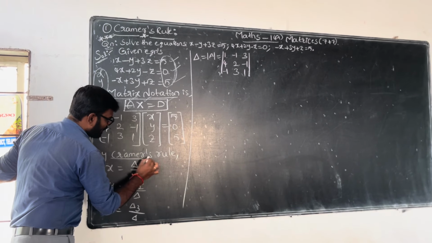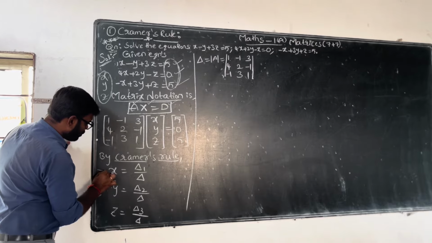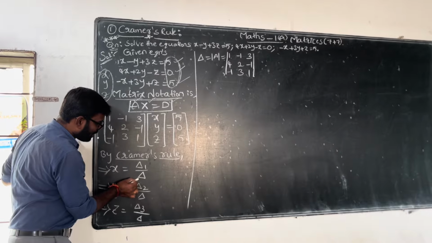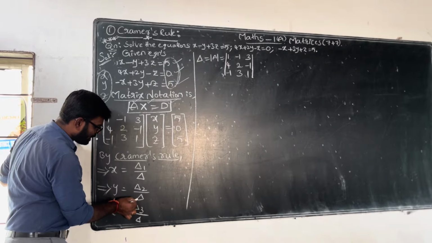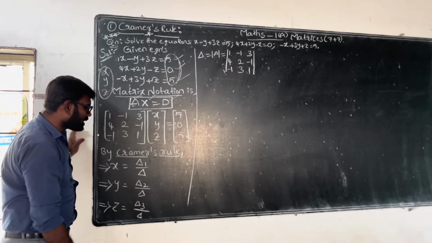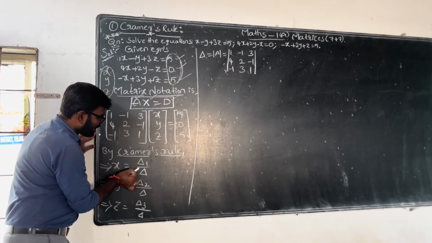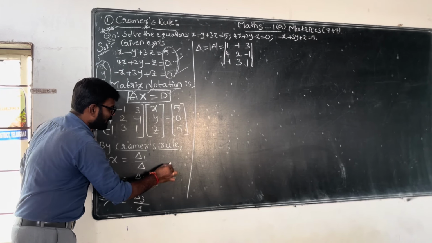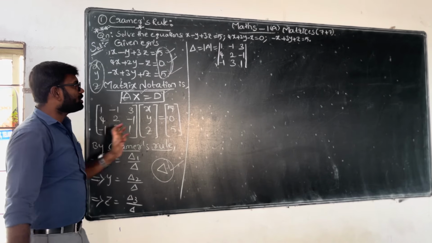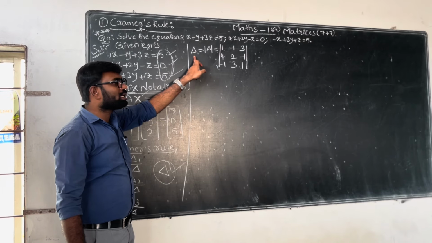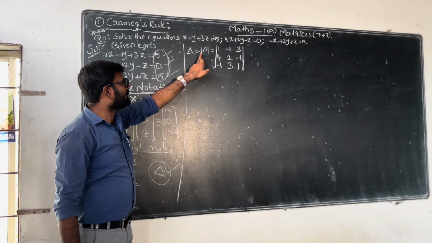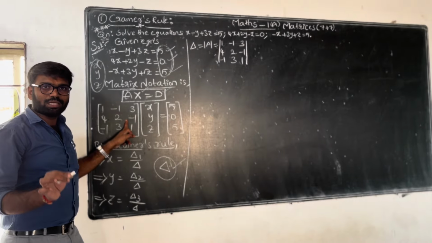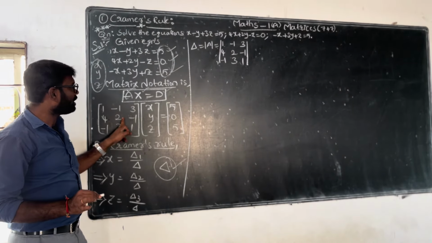Now by Cramer's rule, we have 3 formulas. x is equals to delta 1 by delta, y is equals to delta 2 by delta, z is equals to delta 3 by delta. Now you need to find delta, delta 1, delta 2, delta 3. The common term is delta, so first you need to find the delta value. Delta means you need to apply the determinant to the given matrix A.